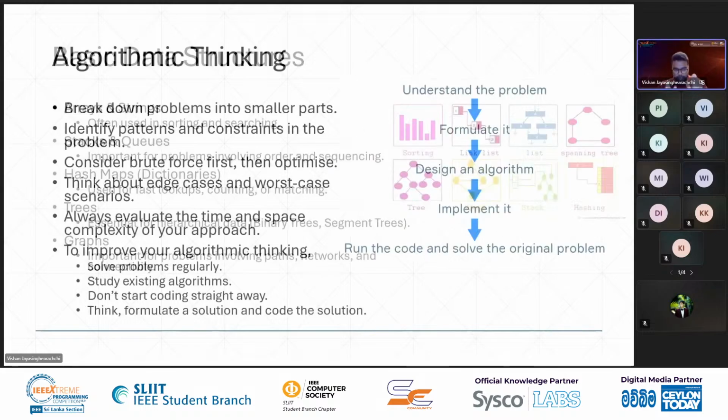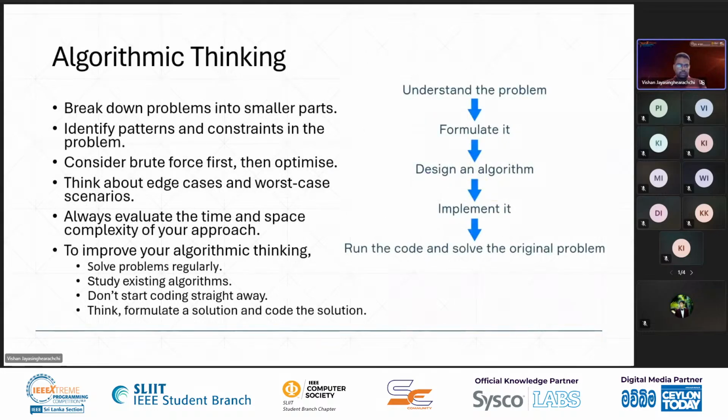Now, we have another fundamental skill that we require, that is algorithmic thinking. In fact, I would say it is one of the most important skills when it comes to competitive programming. Algorithmic thinking simply means understanding a given problem, breaking the problem down into manageable parts, and then designing some sort of an algorithm, or some sort of a solution in order to address that problem, right? Come up with a design and then implement it, and then run and fine tune and make corrections until you finally solve the problem.